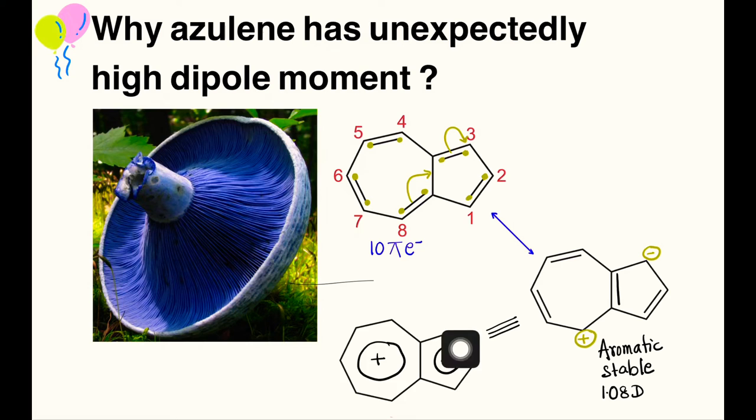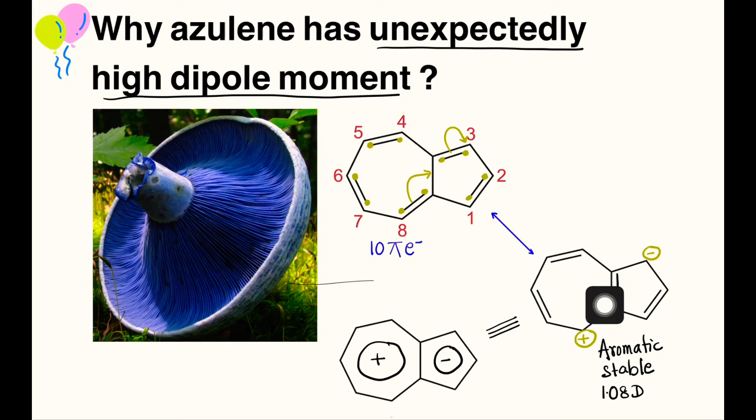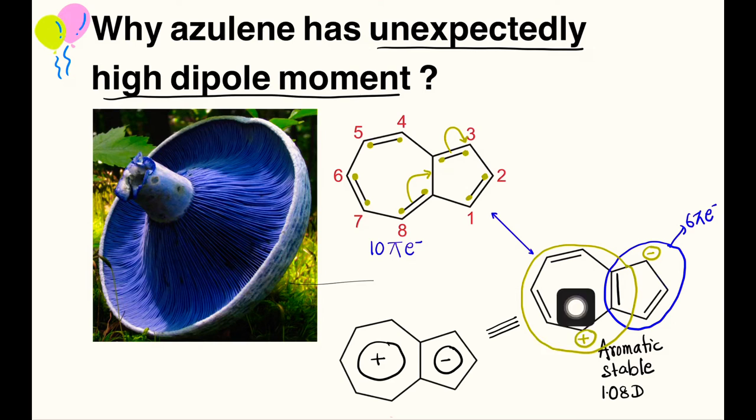So why does azulene have an unexpectedly high dipole moment? The reason is the aromatic character of this resonating structure. This is the polar aromatic form of azulene, which is a bipolar molecule having two rings. The first ring is the cyclopentadienyl anion, itself an aromatic system of 6 pi electrons, and the second ring is this one, the cycloheptatrienyl cation, also a 6 pi electron system. Both are aromatic, and we know aromatic compounds are very stable, so most of the time it will exist in this form. Because of that, it has a high dipole moment, because there is a charge separation, and dipole moment is mu equal to q into d. So the greater the charge, the more the dipole moment.